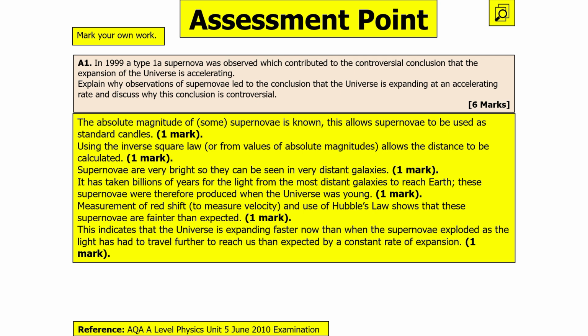Now, measurements of redshift mean you can measure velocity, and the use of Hubble's law shows that actually the supernovae are fainter than expected, so it shows that they've been redshifted more than we thought. So this indicates to us that the universe is expanding now faster than when the supernovae first exploded, as the light has had to travel further to reach us than would be expected if there was a constant rate of expansion, indicating that the universe is increasing in its expansion rate.